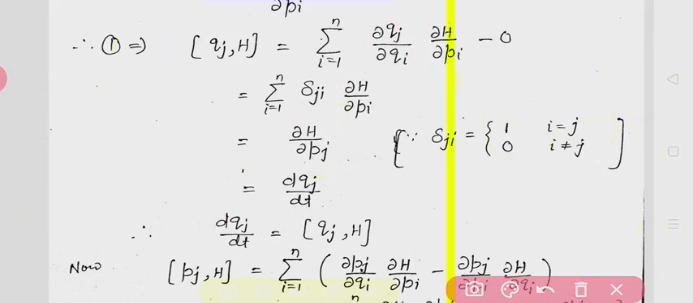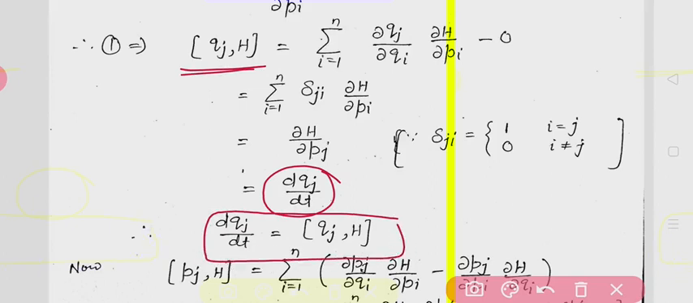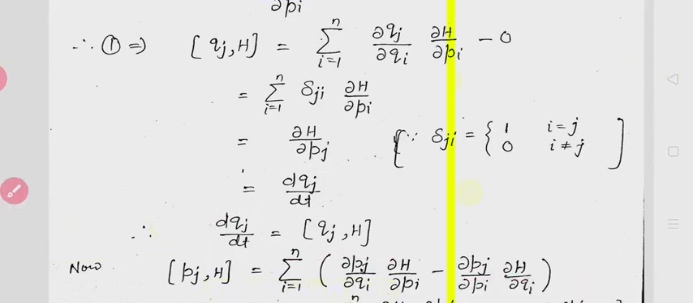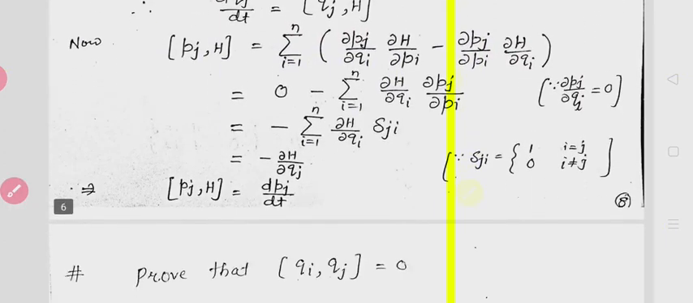So you can get dqj over dt, what does it equal? Poisson bracket of qj and h. So you will write down the Hamilton equation in terms of the Poisson bracket: qj dot, in terms of the Poisson bracket, what can we write qj dot as? Poisson bracket of qj and h, right. Similarly we find out the Poisson bracket of pj and h.